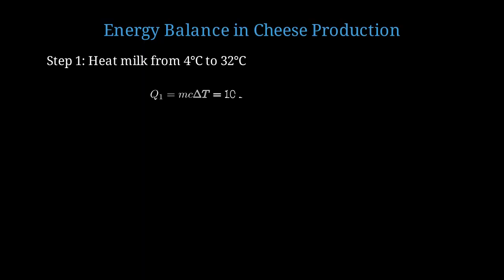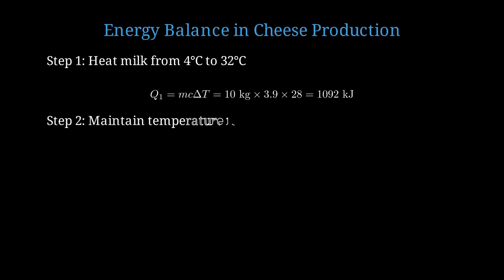Let's do a back-of-the-envelope calculation of the energy required to produce 1 kilogram of cheddar cheese, considering heating and cooling steps. First, we heat approximately 10 liters of milk from refrigeration temperature of 4 degrees to processing temperature of 32 degrees. Using the specific heat of milk, which is 3.9 kilojoules per kilogram per degree, the energy is 10 kilograms times 3.9 times 28 degrees, which equals 1092 kilojoules.